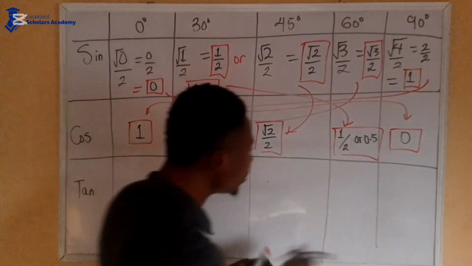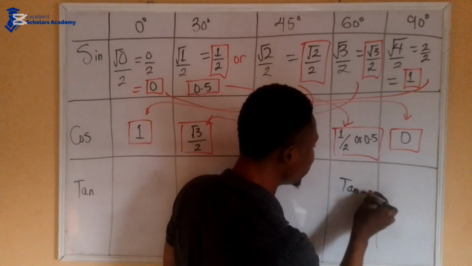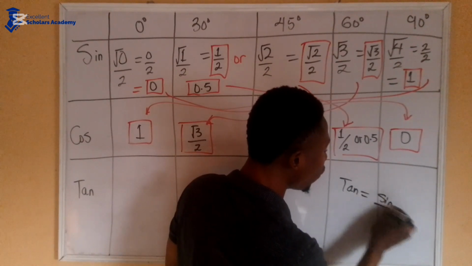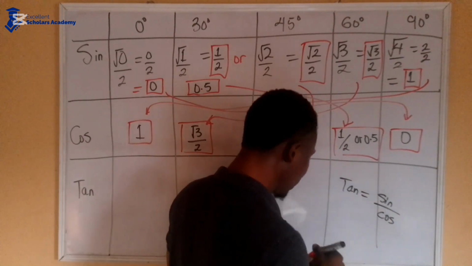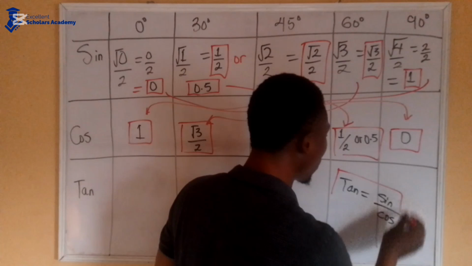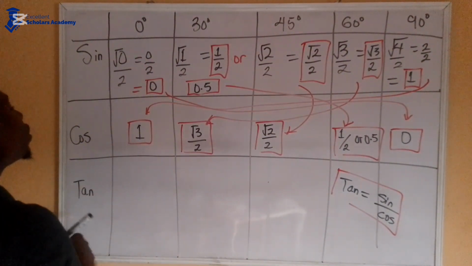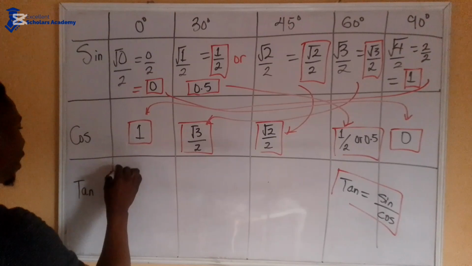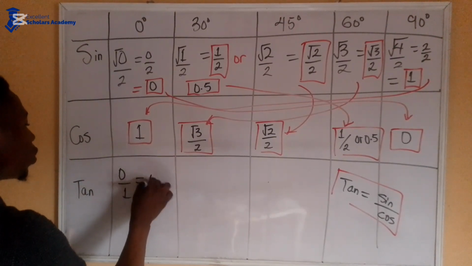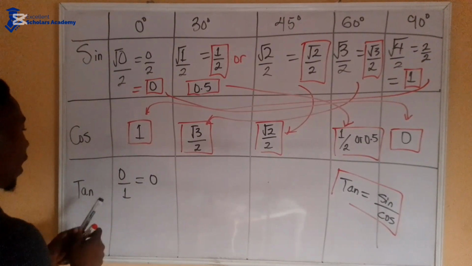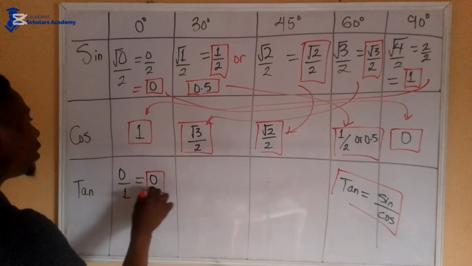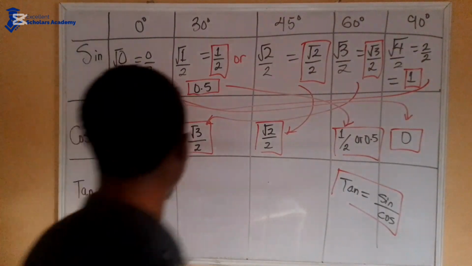Of course, you remember that tan is sine over cos. So to get tan, we're going to divide sine by cos. 0 divided by 1 gives us 0. So tan 0 gives us 0.